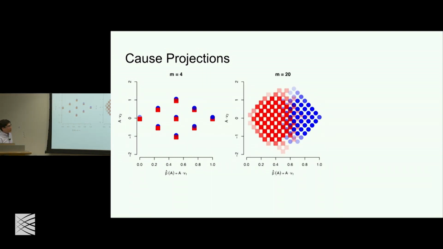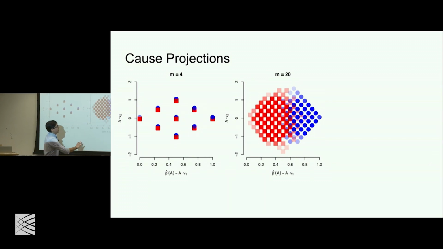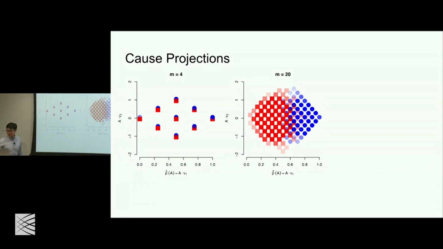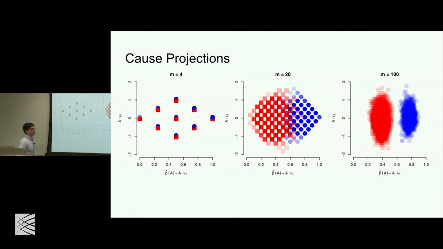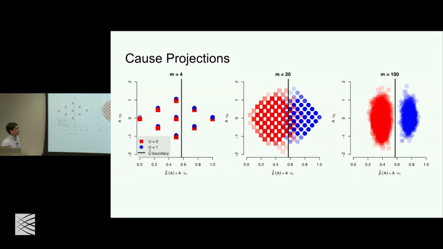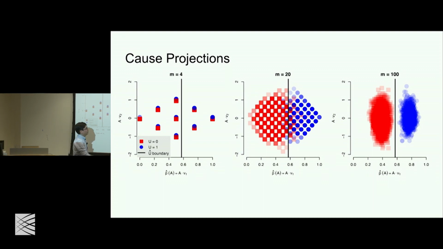But as we look at more and more causes, we start seeing that if your U is equal to 1, you start landing more on this side of the screen. If U is equal to 0, you land more on this side of the screen. If you start looking at a large number of causes, eventually the U equals 0 and U equals 1 points are completely distinct from each other. And so in fact, what we can do then is just draw a line, and we can classify whether something came from U equals 1 or U equals 0. So this is nice if we want to recover U.